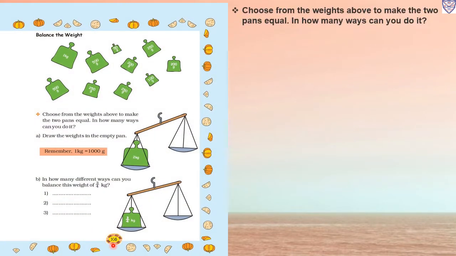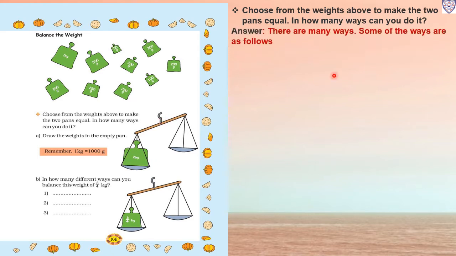Now page number 105, balance the weight. Here different bags are given of different weights, that is 1 kg, 500 gram, 500 gram, 250 gram, 250 gram, 50 gram, 200 gram, 100 gram, 250 gram and 200 gram. Choose from the weights above to make the two pans equal. In how many ways can you do it? So your pan is there, that is of 2 kg. When one pan is holding it, now we have to put the same 2 kg in this with the help of these bags. It will balance together.